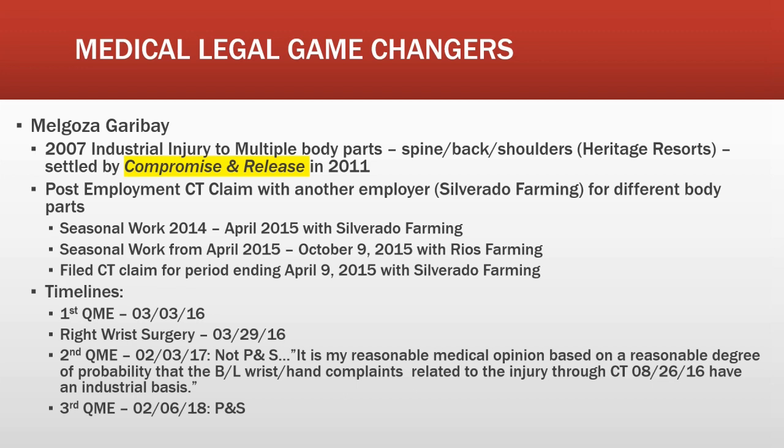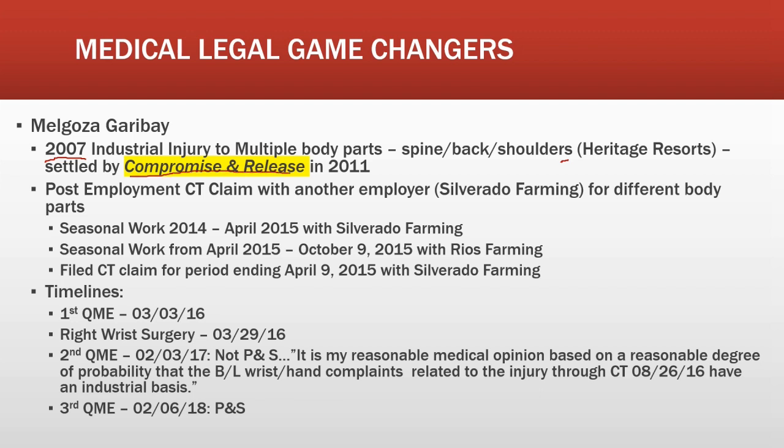Okay, so the injury that we're going to talk about related to the Melgoza-Garibay case was not her first industrial injury. Miss Garibay had a 2007 industrial injury while working for a hotel chain in the Napa Valley, and this injury involved multiple body parts, such as the spine, the back, and the shoulders, plural. This is plural, bilateral shoulders. And this case settled by way of a compromise and release in 2011.